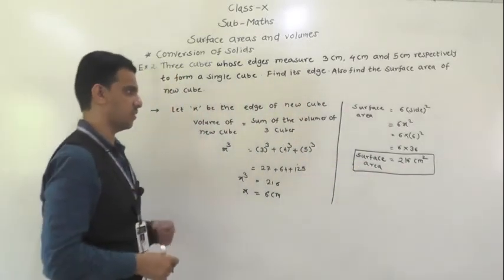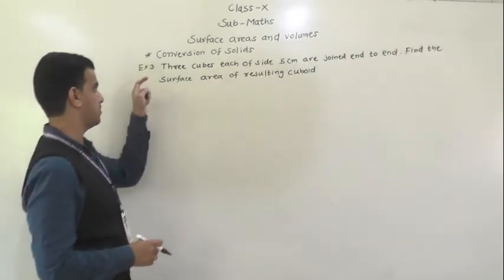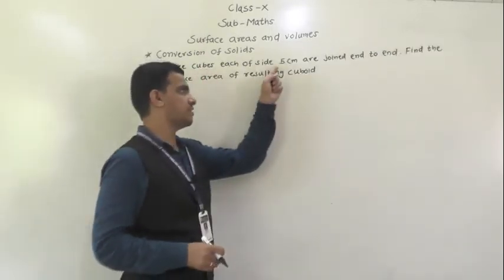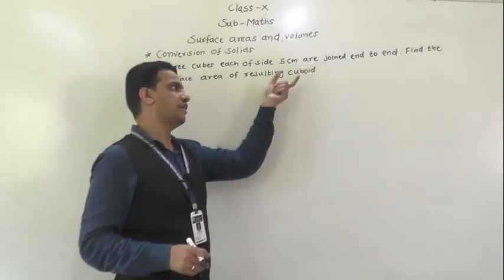Now we will take the third example. Third example is, 3 cubes each of side 5 centimeter are joined end to end.